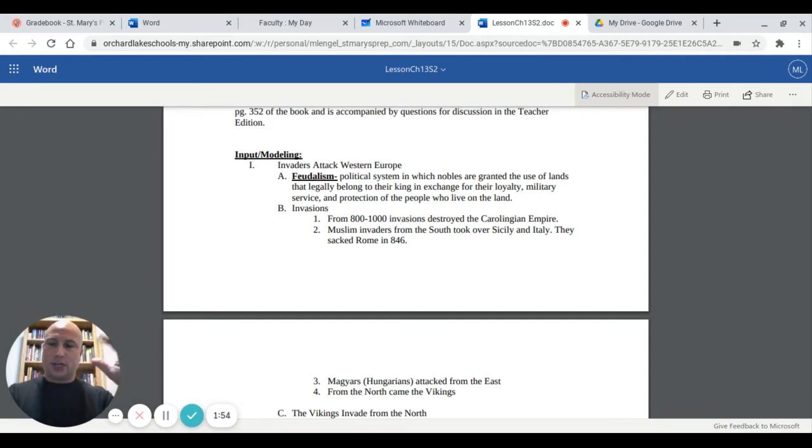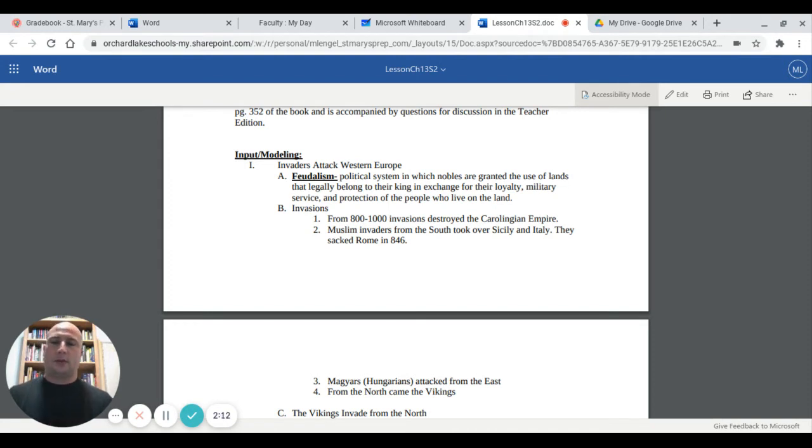It's a sharing by the king of his land. It's a division of his land. He still is the king, but he's giving nobles this power to protect portions of his own land. So let's take a look at some of the invasions first, and then we'll talk further about feudalism as we go throughout the lesson.